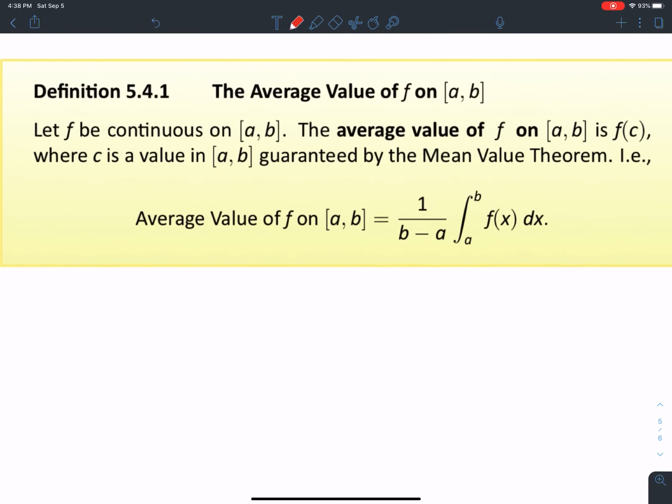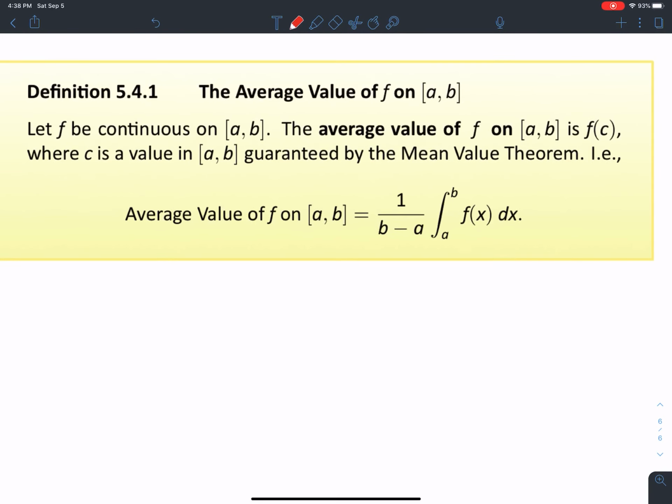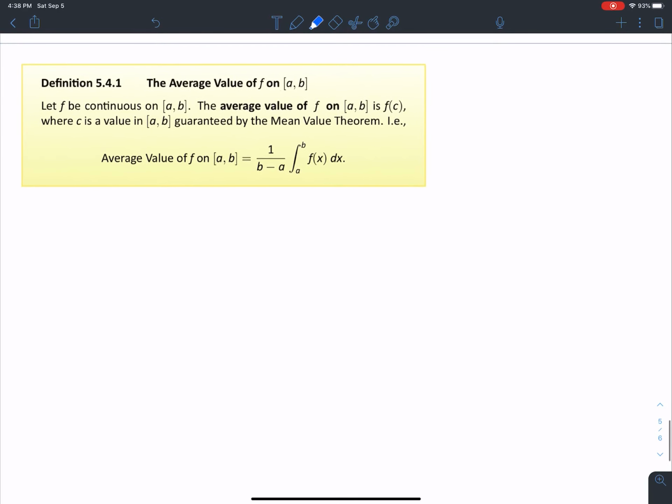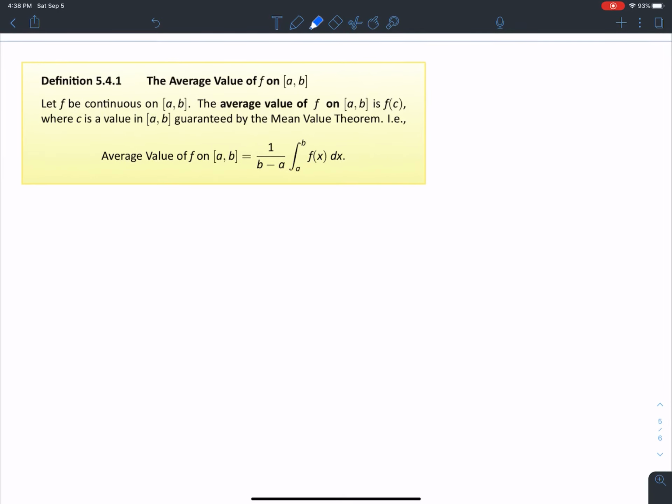So in this video, we're going to prove the average value of f on [a, b] is equal to the integral from a to b of f of x dx times the reciprocal of b minus a. And then we're going to work an example showing how to find the average value of a function over some particular interval. All right, so the theory, then the practice.